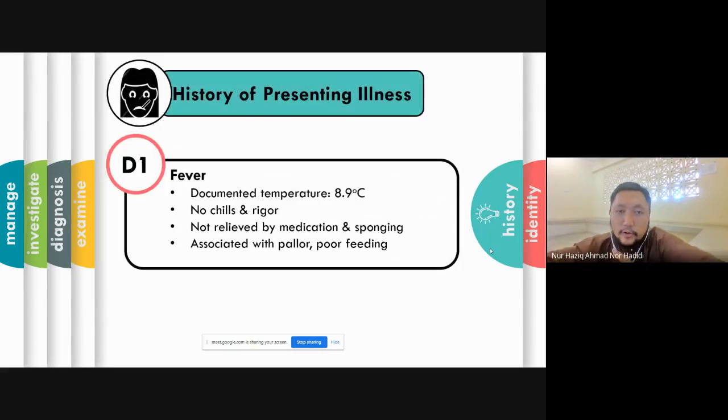So basically on day one of fever, he was apparently well until 5 days prior to admission, whereby he started to have fever. The fever is said to be high grade by his mom, with documented temperature of about 38.9 degrees Celsius, but it is not associated with chills and rigors. His mother claimed that the fever is on and off, and particularly has early morning spike. He was given Panadol and sponging was done. However, it was not resolved, and the fever is associated with pallor and poor feeding.